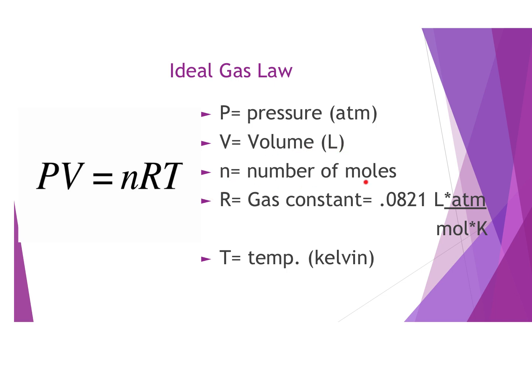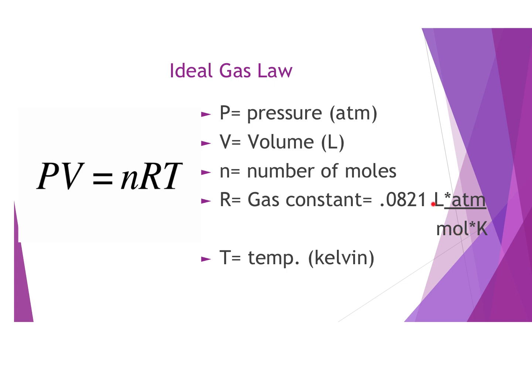N stands for number of moles. Why do you think this one is N instead of M? N stands for number, so just remember that one. N is for number of moles. R is something called the universal gas constant. This number doesn't change. It's always 0.0821, and the unit is a liter times an atmosphere divided by a mole times a Kelvin.